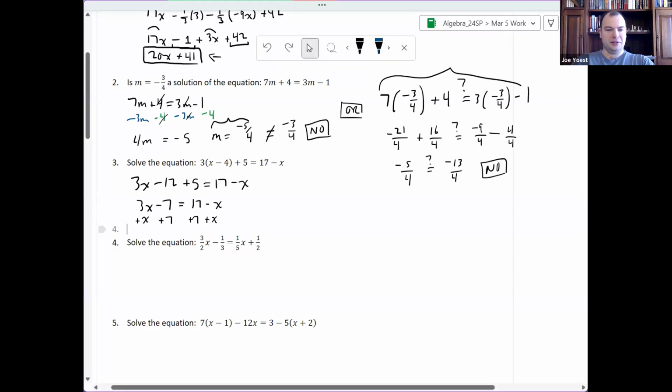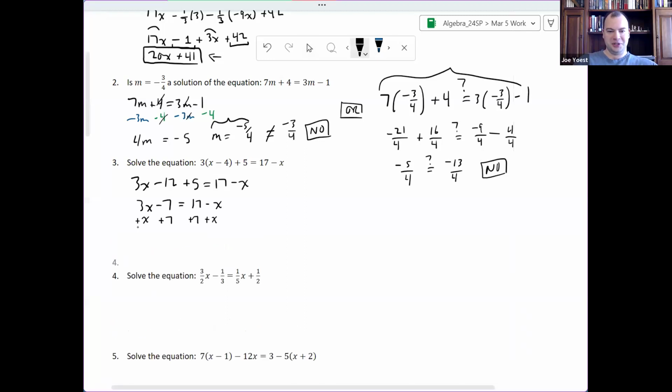I never know when OneNote is going to restart the numbering or not, but so add x to both sides, I'll add 7 to both sides, minus x plus x and minus 7 plus 7. I get 4x equals 24. I've isolated the variable term. I divide by 4 to isolate the variable. And I get x equals 6 as the solution.